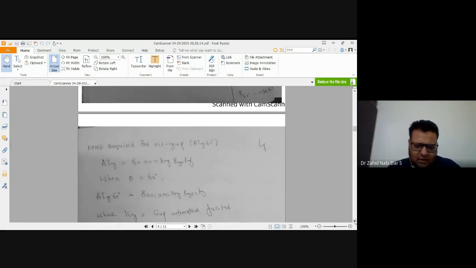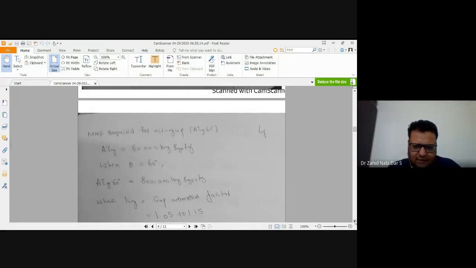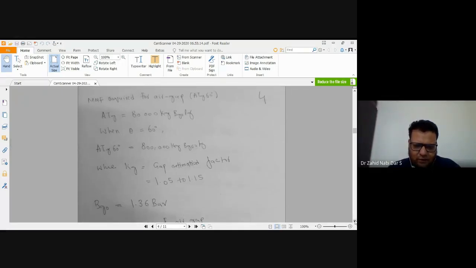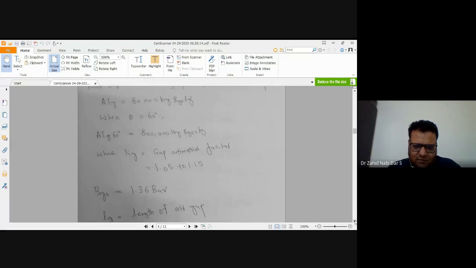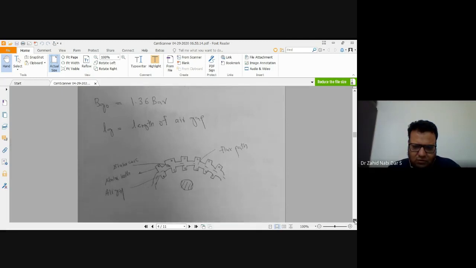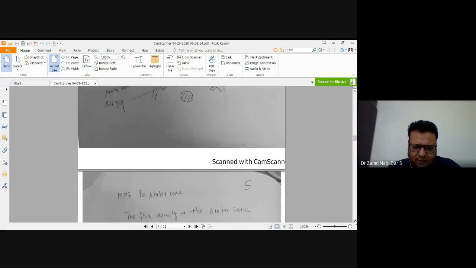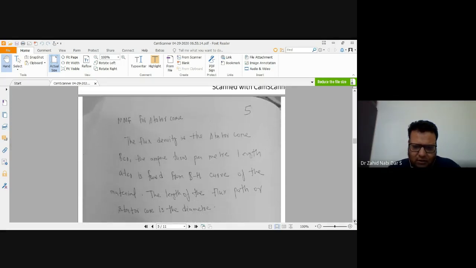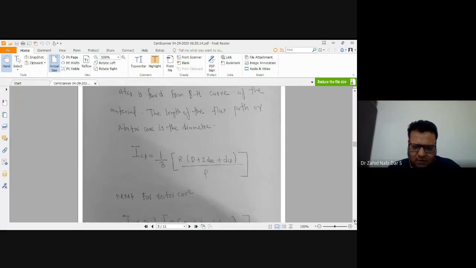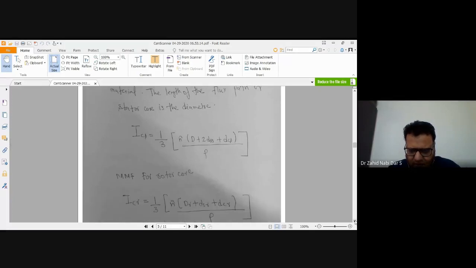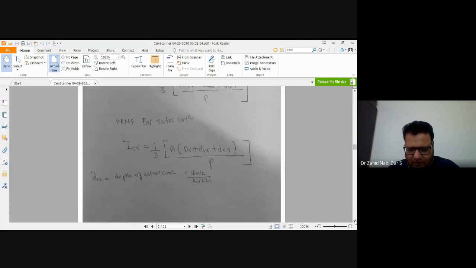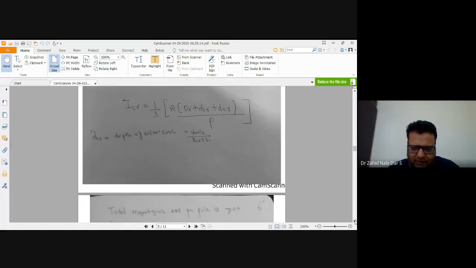So this is 80,000 kg BGO and LG, where kg is your gap expansion factor. This is 1.05 to 1.5, and your BGO is 1.36 BAV. LG is the length of your air gap. So again, you will substitute these values. Once you substitute, you get the MMF of stator core. So this MMF of stator core is 1 by 3 pi T plus 2CS plus dCS by P. Similar to this formula, we have stated in the very beginning how you calculate this length, in some of my previous notes. You can just go ahead and relate to it.